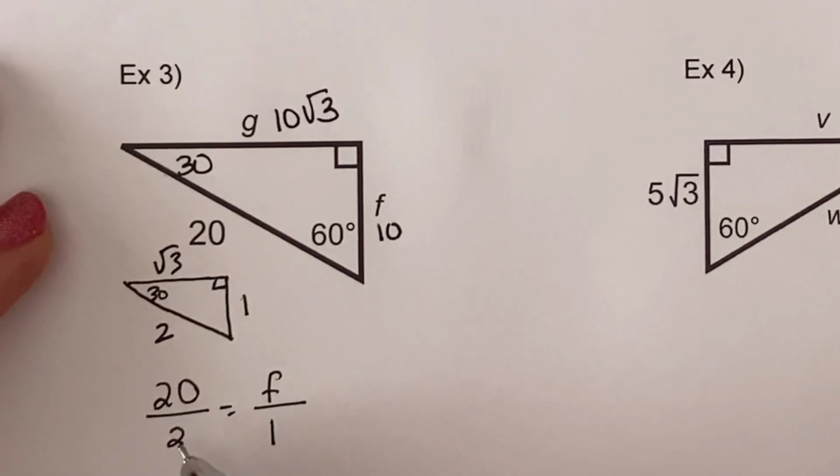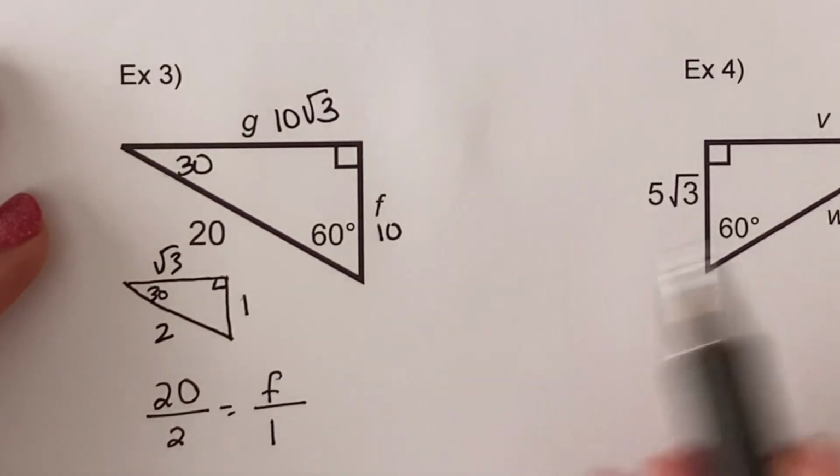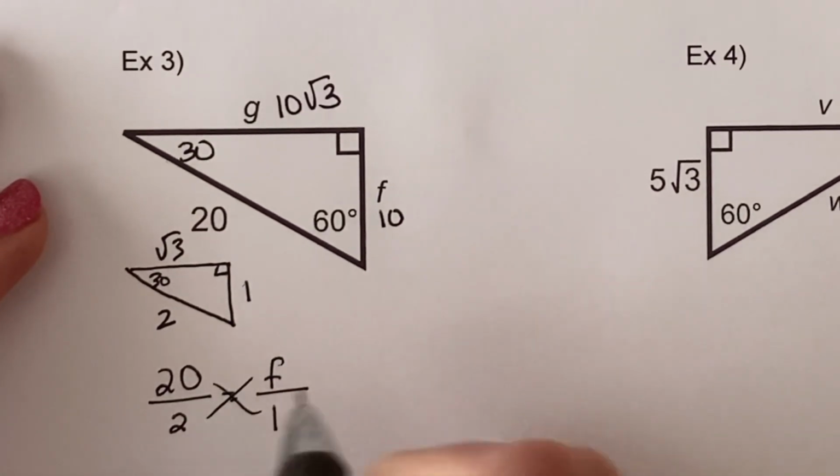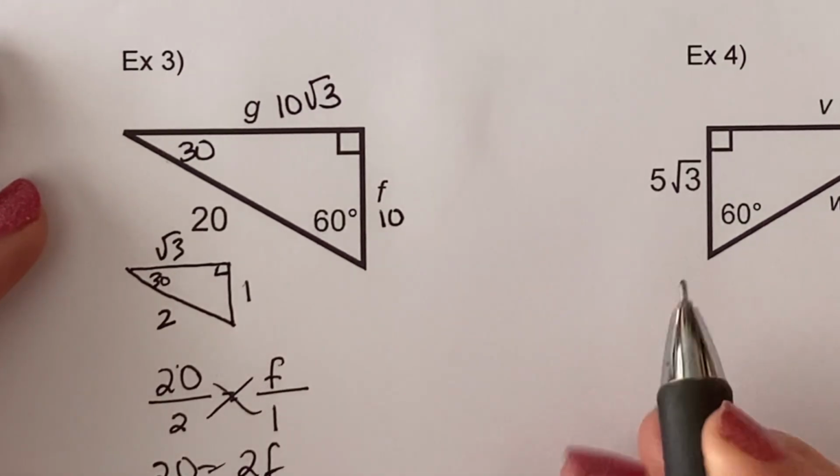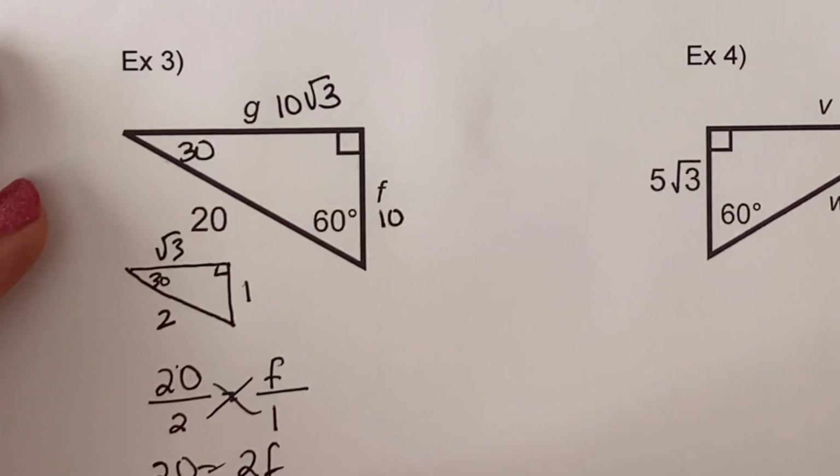Okay, so hypotenuse over hypotenuse equals little leg over little leg, and we're going to cross multiply. 20 times 1 is 20, F times 2 is 2F, divide by 2, and we get F is 10, which is what we got up here.